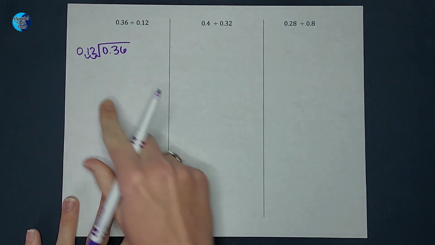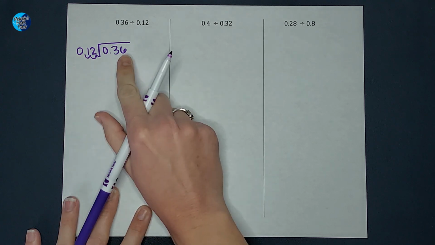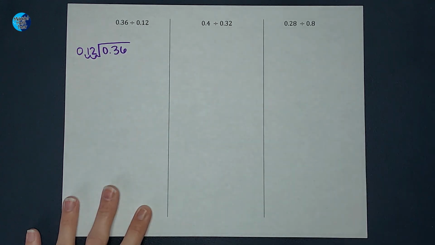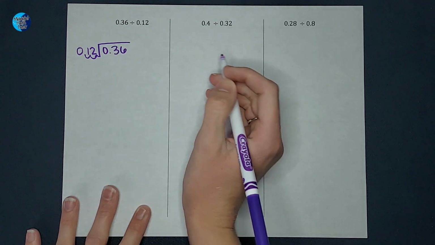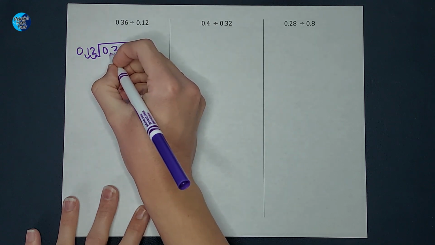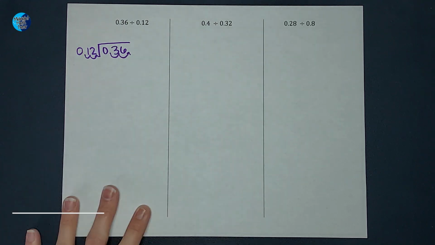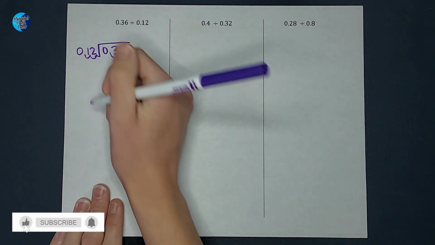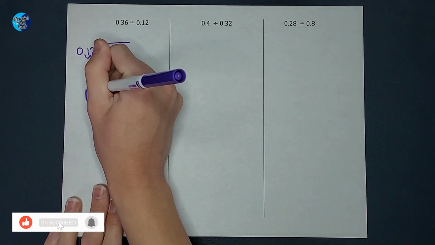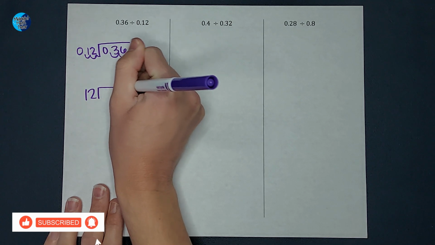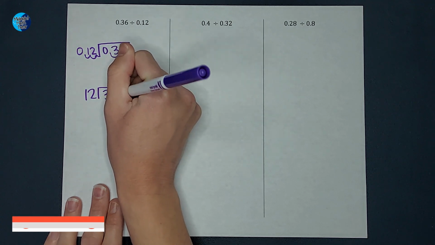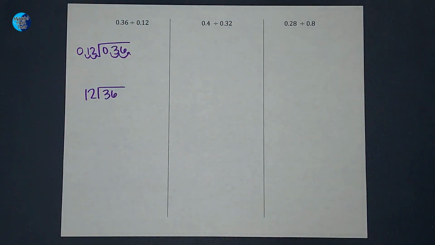Now, the catch is if I do it to this number, I have to also do it to the other number. So I moved this twice to the right. So I also need to move this one twice to the right. And then it becomes 12 being divided into 36. Now, if you're like, okay, why was that allowed? Why doesn't that change my answer?